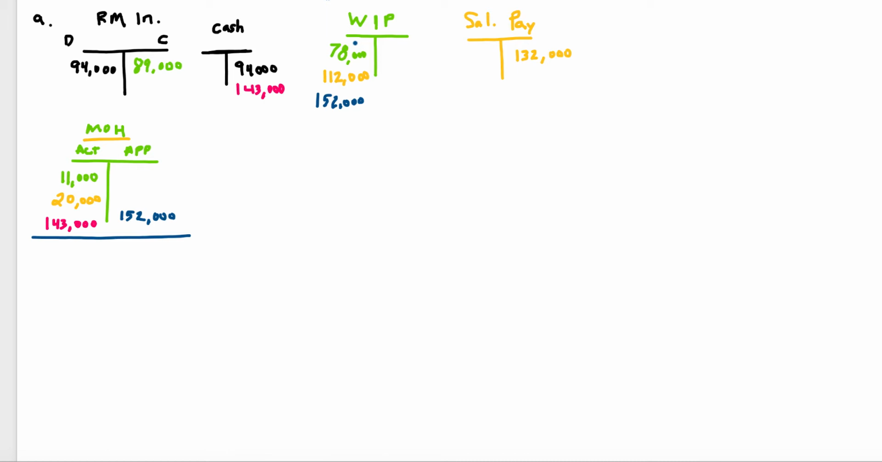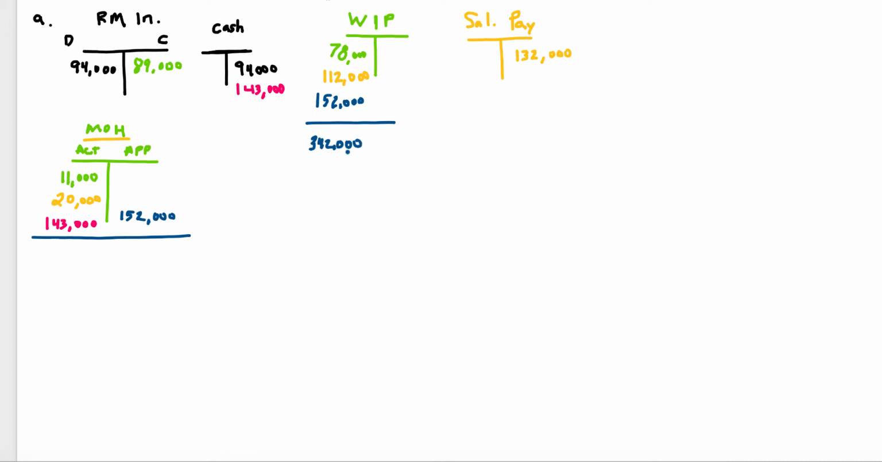Okay, so they tell us that F, all jobs in process at the end of the month were completed. Okay, great. So that means that this total amount, and let's add this up, the 78,000 plus the 112,000 plus the 152,000, that equals $342,000. I'm just going to put that down here, okay? They're telling us that all these jobs were completed.